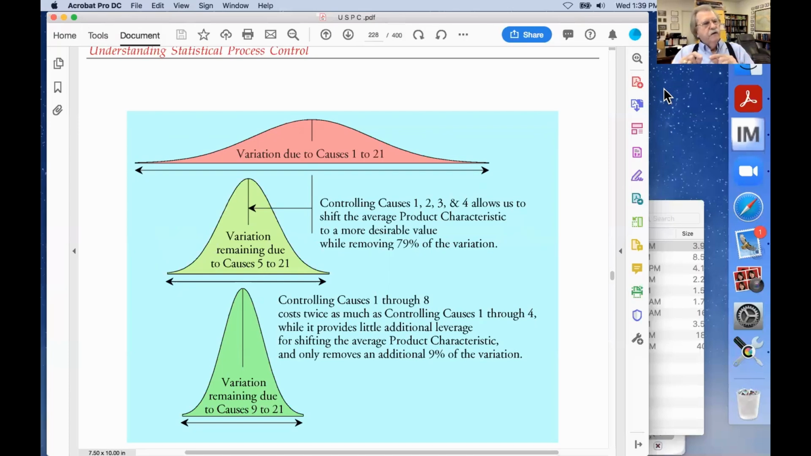Now, what if we tried to control causes 1 through 8? Well, first of all, it costs money to control a factor. So it's going to cost you twice as much as controlling 1 through 4, roughly. And you're going to get very little additional leverage for moving the process average. And you're only going to get rid of an additional 9% of the overall process variation. You see the diminishing return that sets in here?